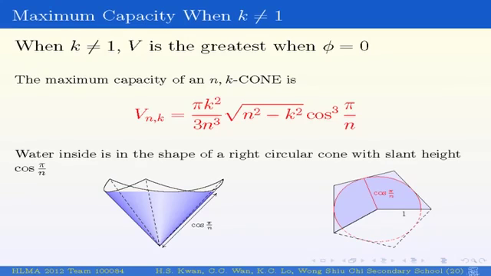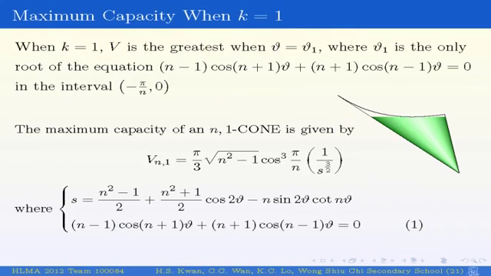And the water inside is in the shape of a right circular cone. And for k is 1, the water inside may be in a slanted position, in the shape of a slanted cone. And this can be found by solving equation 1. This will be also useful to our later discussions.